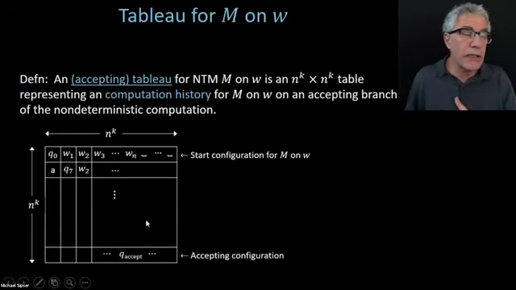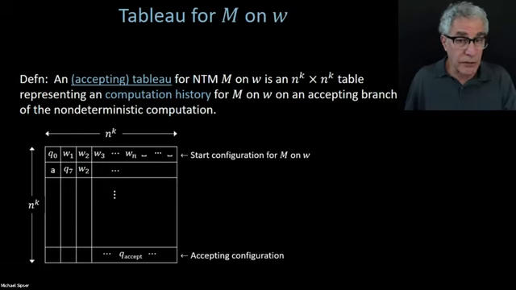Yes, so there's really no difference here. If you want to think of this as a computation history, that's fine. This is really just the standard terminology that's used when you're proving this particular theorem. Typically, people talk about it as a tableau, but it's really just a computation history.